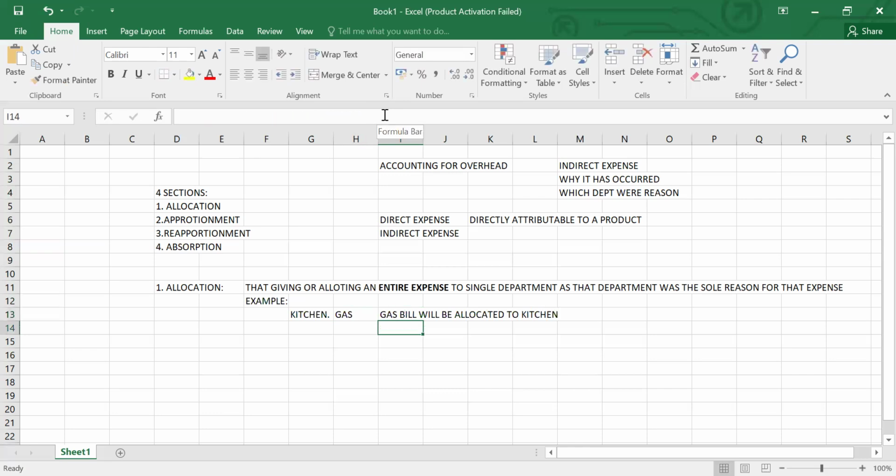So the kitchen caretaker will be given this bill, and he or she will be responsible for paying the bill afterwards. Obviously, he's not going to pay from his own pocket, but the bill is going to be allocated in the name of the kitchen department. Are you clear so far?